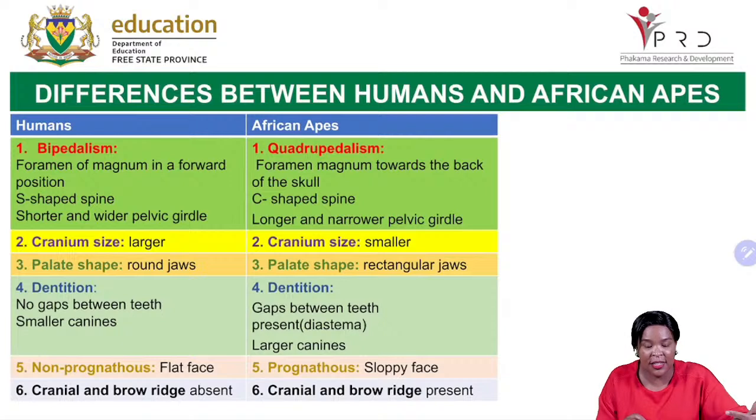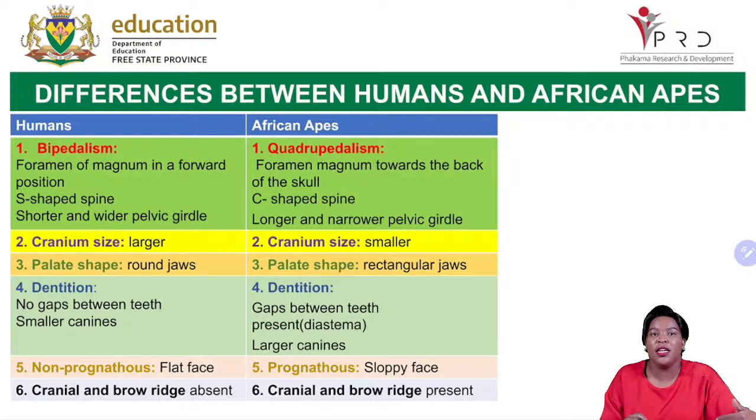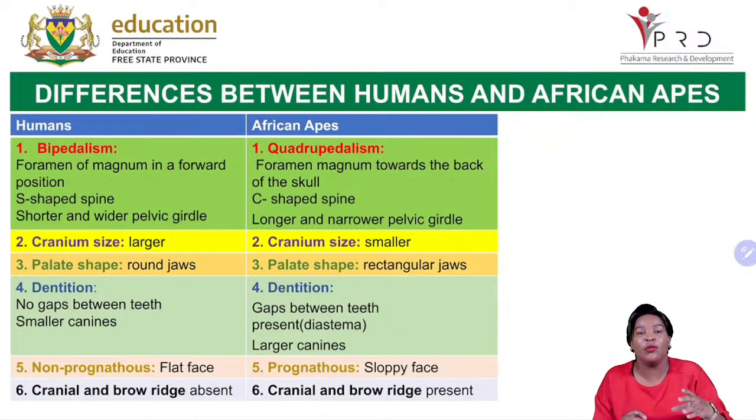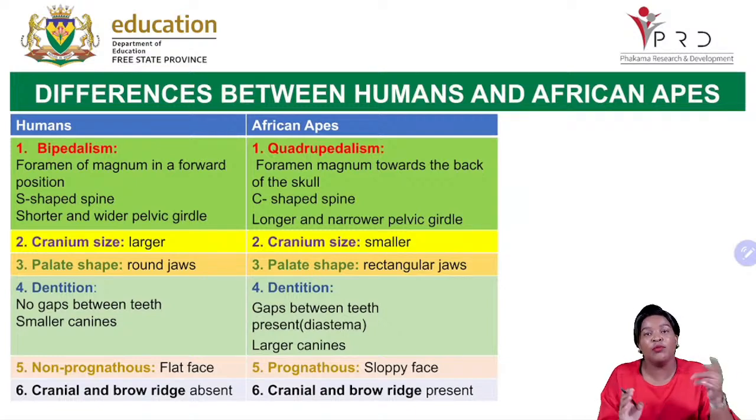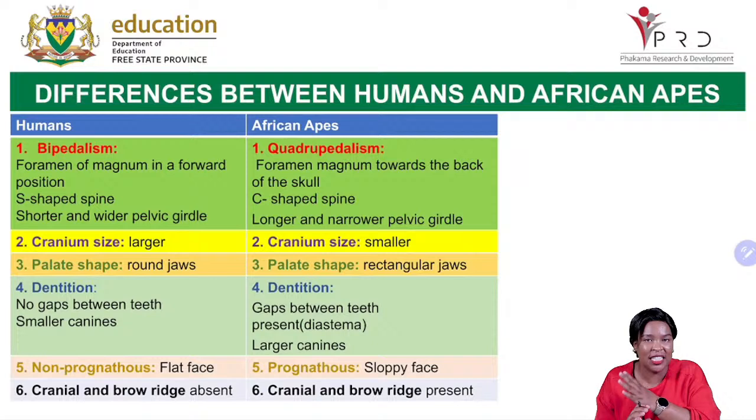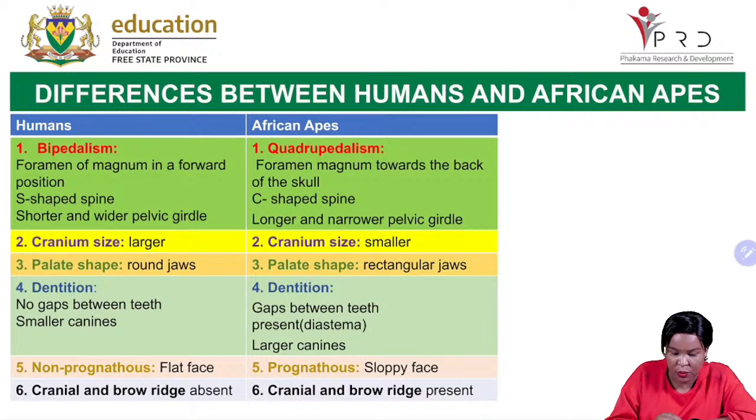Another question that can arise are the differences. With the differences, expect to be given a diagram. It can be diagrams of the skulls, diagrams of the palates, diagrams of the pelvis, diagrams of the spinal cord. So you must be able to differentiate between the humans and the African apes, looking at the different diagrams. So first, the first difference is that humans show bipedalism, whereas the African apes show quadrupedalism.